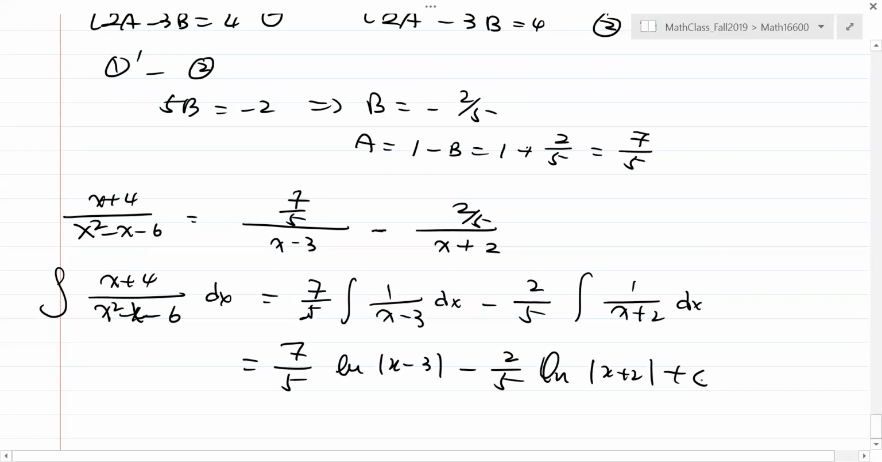Now, if the power of the numerator is greater than or equal to the power of the denominator, you have to use long division first. Otherwise, you cannot decompose it into two functions.